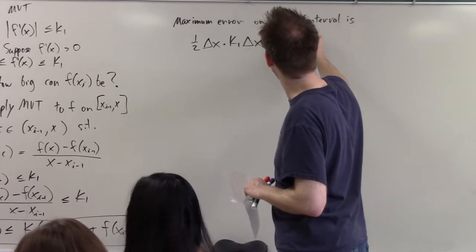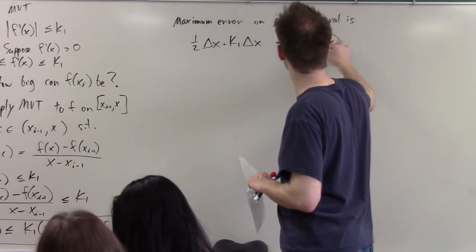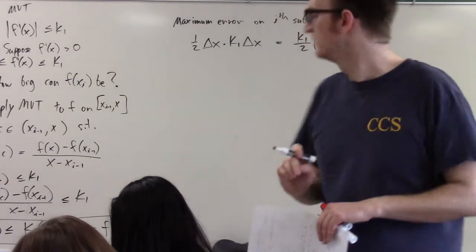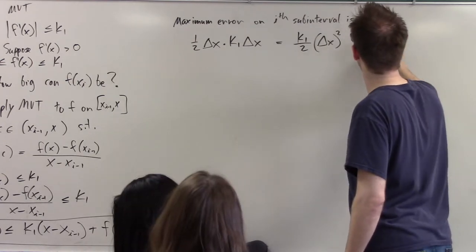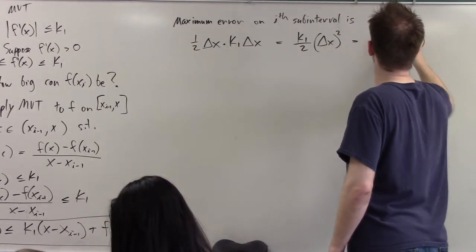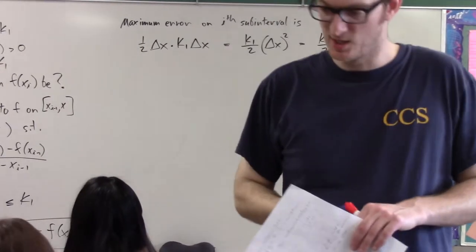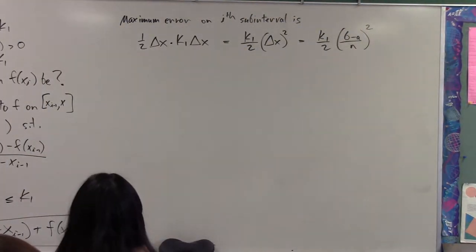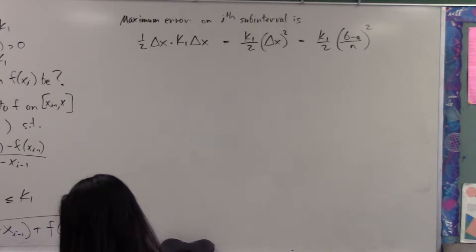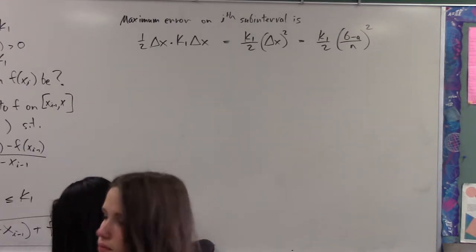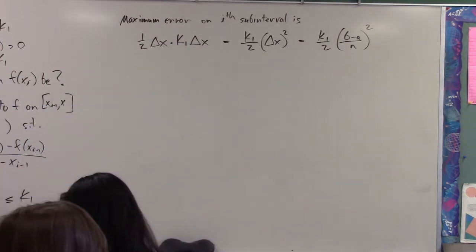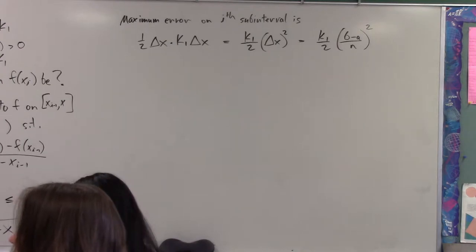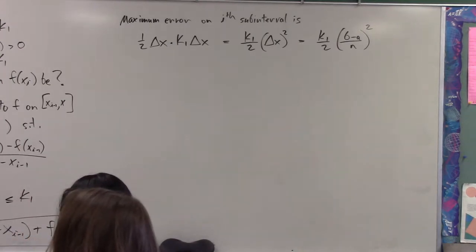So that's k1 over 2 delta x squared. And then of course, delta x is just shorthand for (b minus a) over n. All right. So by reasoning this out and thinking about the LRAM process, I know that on a single subinterval, LRAM might be off by this much, right? Okay, if on a single interval LRAM is off by that much, then how much is LRAM going to be off by on the entire interval?